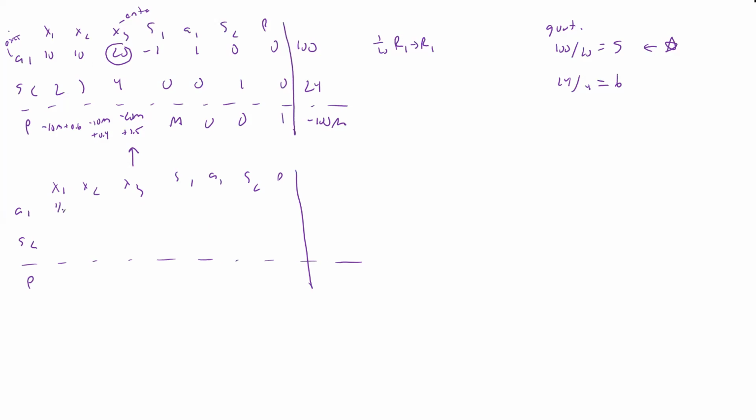And so that becomes what? A half. Doesn't look like a half, but that's a half. Then a 1, minus 1/20th, 1/20th, 0, 0, and then a 5, and then a 2, 3, 4, 0, 0, 1, 0, 24, and then a minus 10m plus 0.6. Then we have a minus 10m plus 0.4. And then we have a minus 20m plus 1.5. And we have an m, a 0, a 0, a 1, and then that minus 100m.